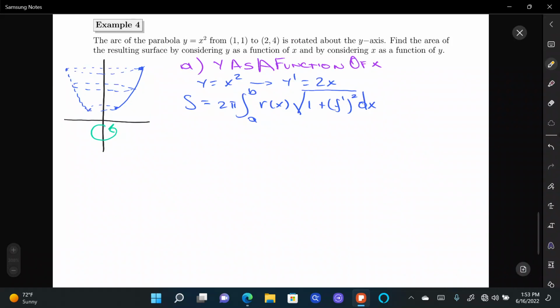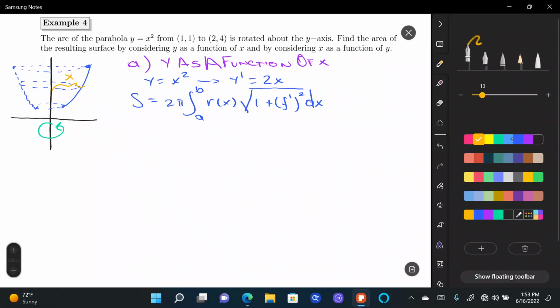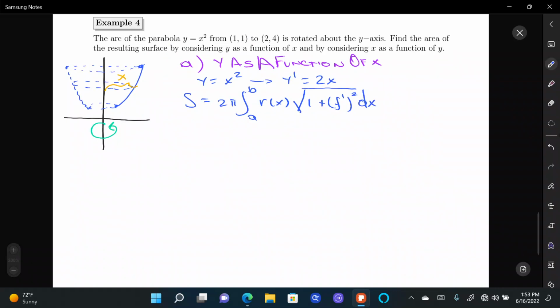Okay, in this case, because the rotation is vertical, from the axis of rotation to any point on the function its horizontal distance is x. Alright, so this means r of x will be simply x.